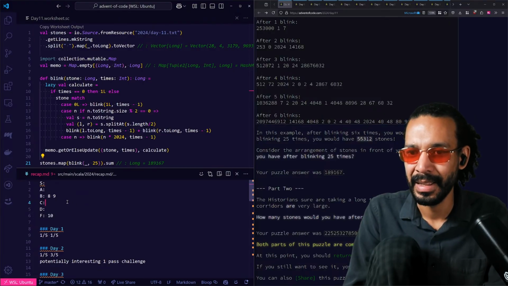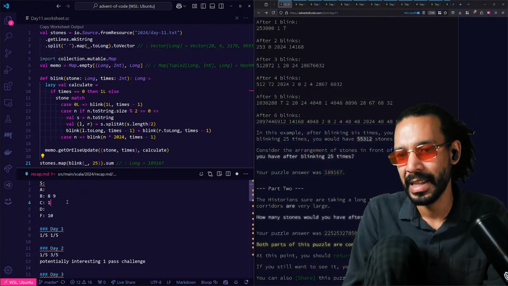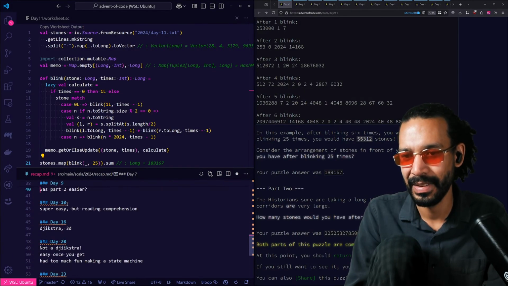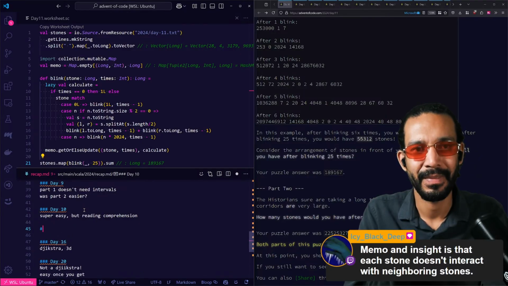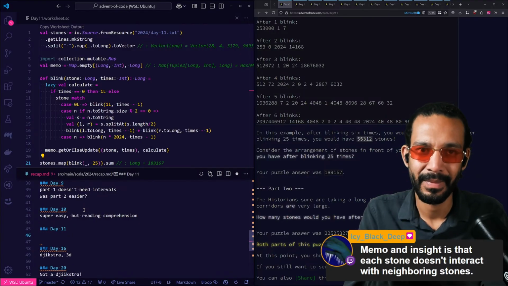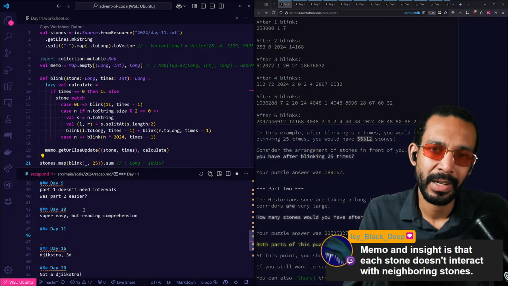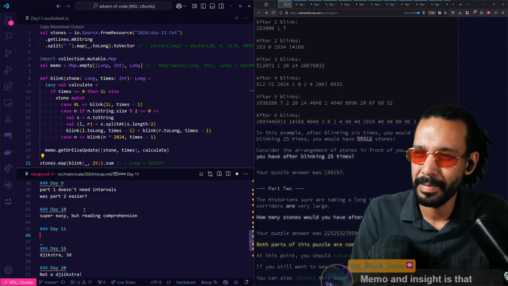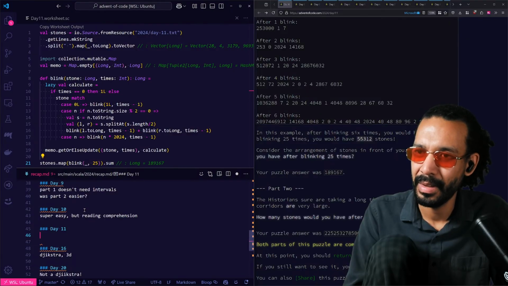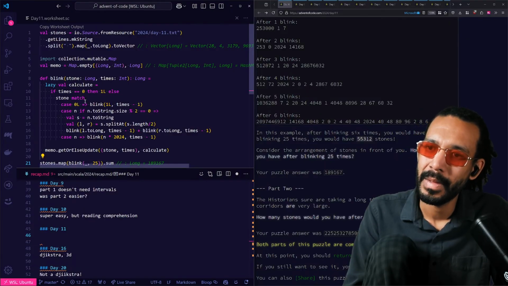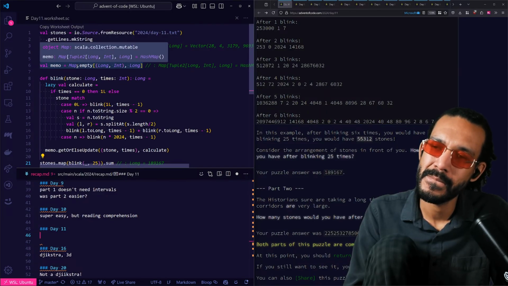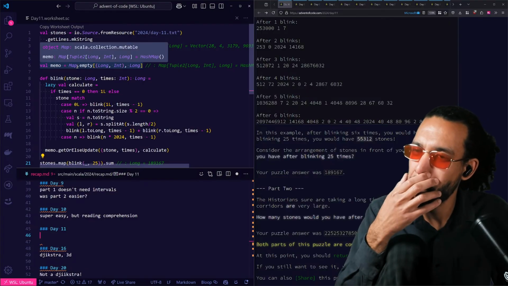I would say this one's kind of boring. We'll put that in 11 and C. Each stone doesn't interact with neighboring stones. Yeah. I feel like that insight is basically kind of free. Oh, wait, did I start? No, did I do my memo wrong at first?